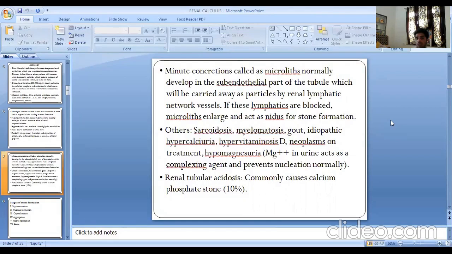Others: sarcoidosis, myelomatosis, gout, idiopathic hypercalciuria, hypervitaminosis D, nephroplasm on treatment, hypermagnesuria. Magnesium in urine acts as a complexing agent, and normally prevents nucleation. Renal tubular acidosis commonly causes calcium phosphate stone.